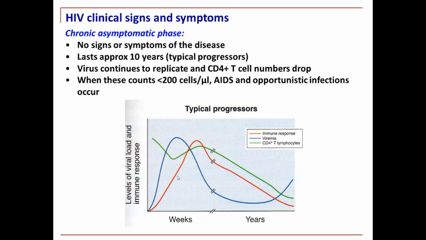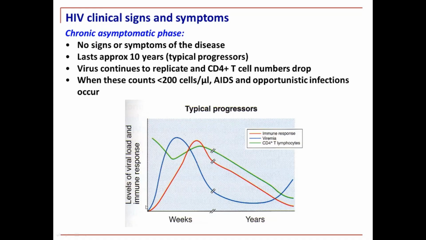So what's happening in that chronic asymptomatic phase? There are no signs or symptoms of the disease. It lasts, in typical progressors, and we're going to talk about the different types of progressors right now. In the typical progressor, it lasts for about 10 years.